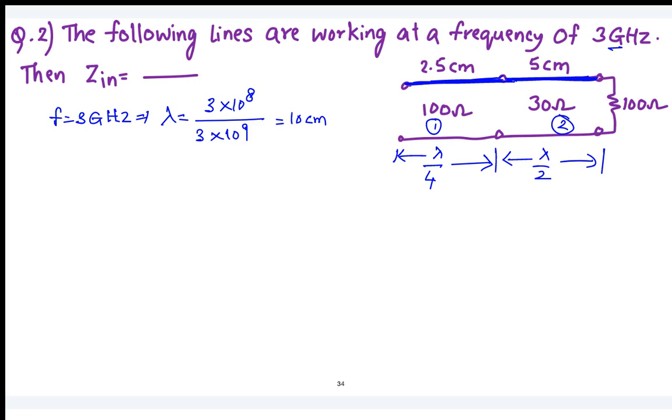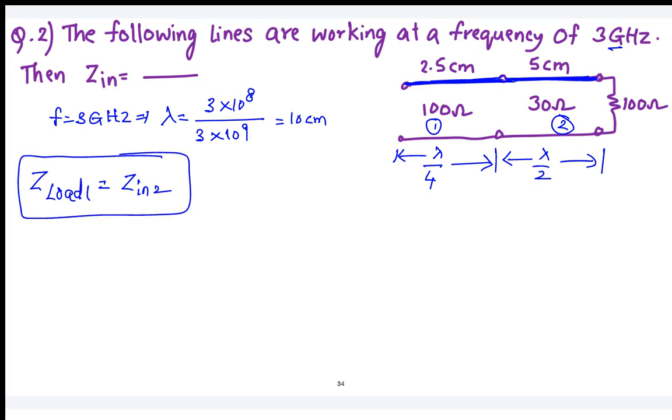So can you tell me how the first line and second line are connected? Is it in series or parallel? Correct. When both are connected in series, will you agree with me if I say the load for the first one is same as the input for the second one? Since both are connected in series, the effective load for the first one is the same as the input for the second one. Now you can do that. So what is the input for the second one? Since the second line is a lambda by 2 line, whatever load you connect here, the same thing will be reflected. So if you connect 100 ohms here, it will reflect 100 ohms impedance here also. So Zin is the same as the load for the first one, which is 100 ohms.